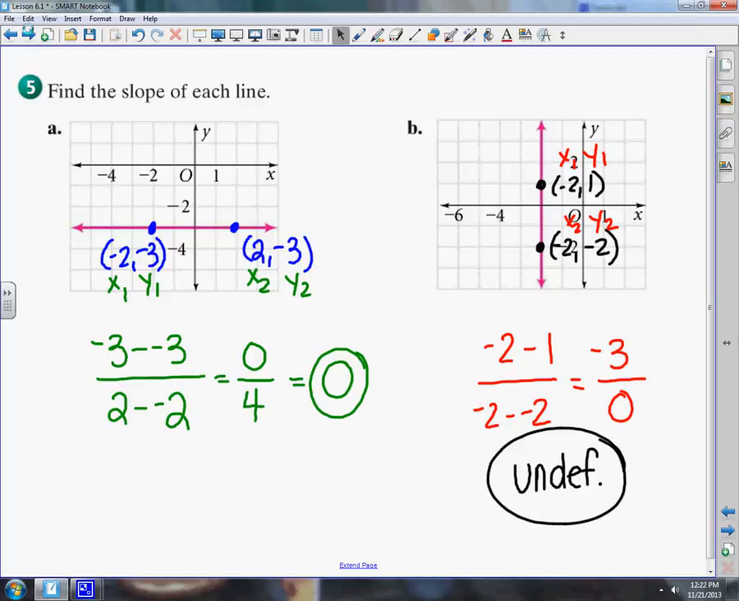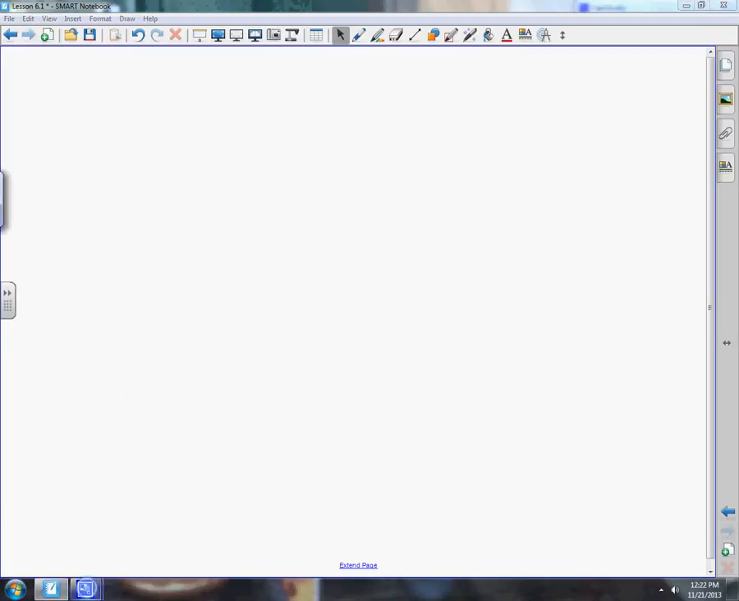Where this line over here for A has a slope of 0 because it's flat and you could actually walk on it. Here, you could not. It's completely straight up and down, so it has no slope. It's undefined, is what they say. All right, that's it for your notes.